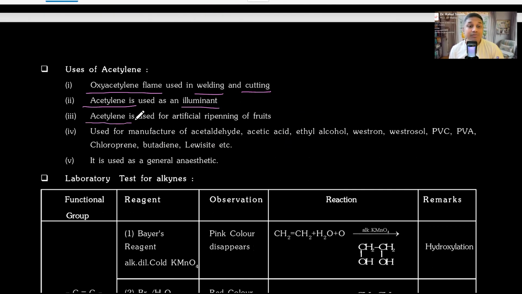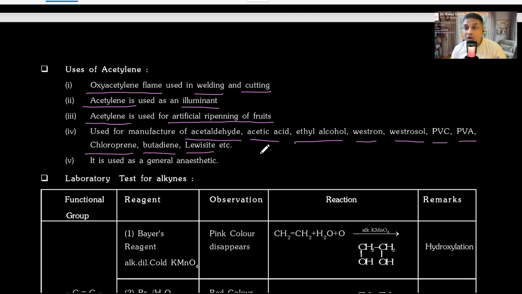It is also sometimes used exactly as alkenes, in artificial ripening of fruits. Apart from that, we can produce all the different things which we saw above. We can produce acetaldehyde, acetic acid, ethyl alcohol, Vestron, a polymer we saw above. Remember? Vestrosol, polyvinyl chloride, polyvinyl acetate, chloroprene, neoprene, butadiene, lewisite, all that can be produced with acetylene. And we have seen the reactions of all these above.